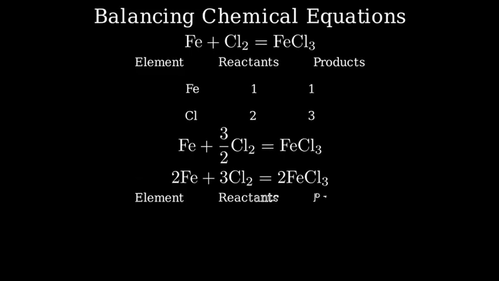On the reactant side, we now have 2 iron atoms and 6 chlorine atoms. On the product side, we have 2 iron atoms and 6 chlorine atoms.